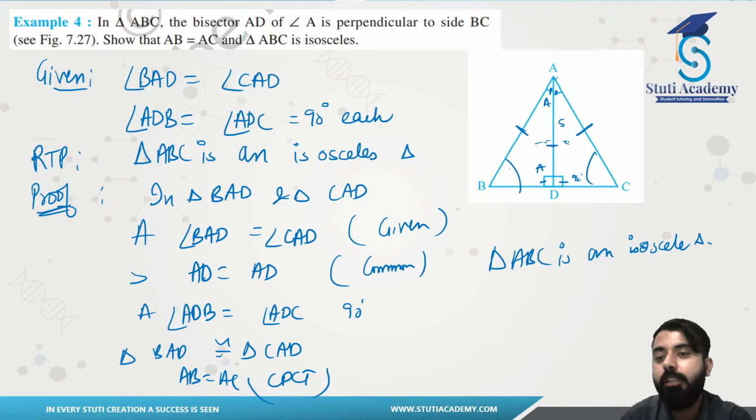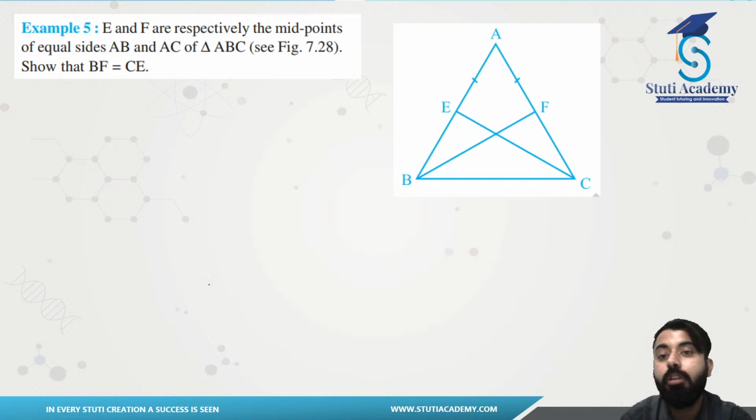Now let's move forward and see what we have in our example. Next one. This is example 5. We have E and F, which are respectively the midpoints of equal sides AB and AC. E and F are the midpoints of the equal sides AB and AC. We have to show that BF is equal to CE. Now you see, E and F are the midpoints. Whatever the length is this, that is the same. This is the same, and that is the same.